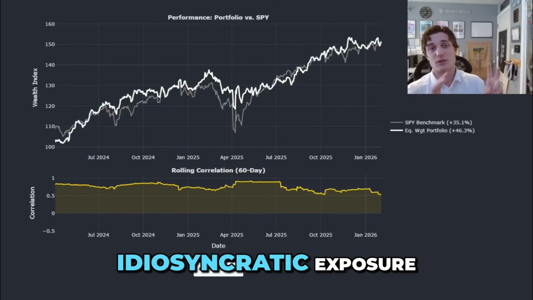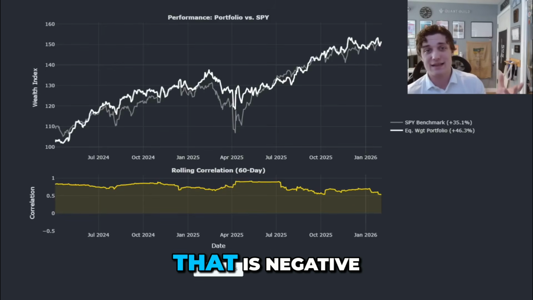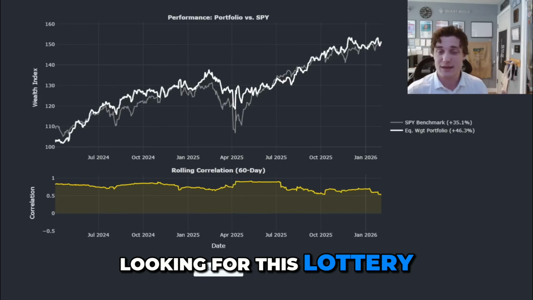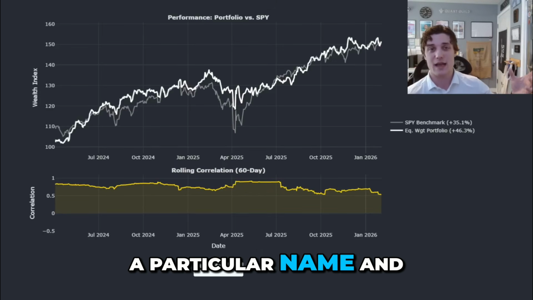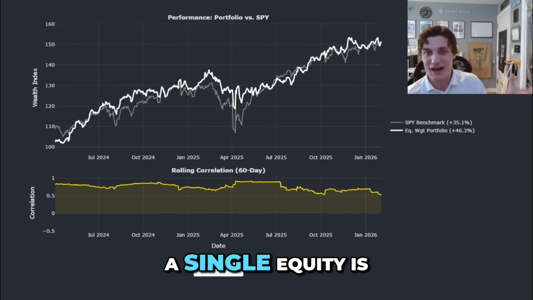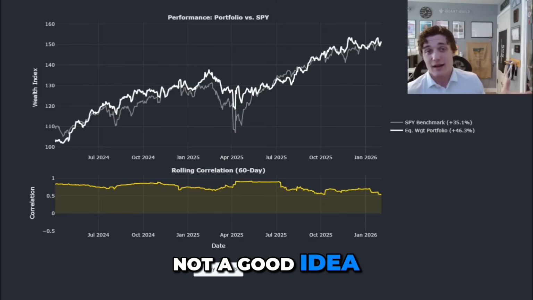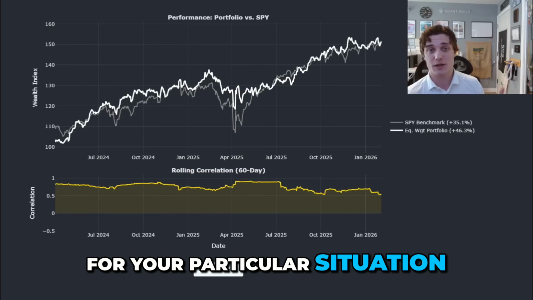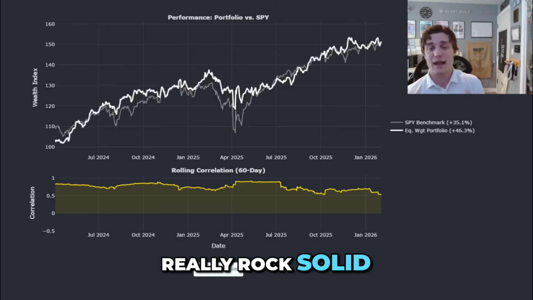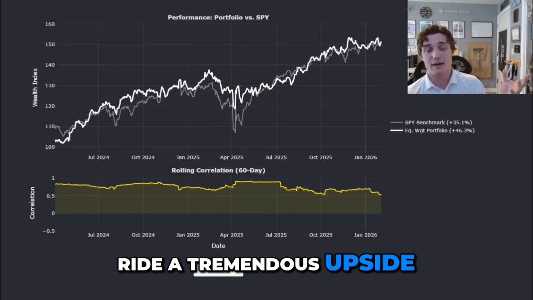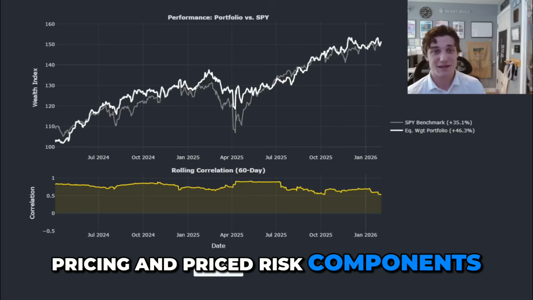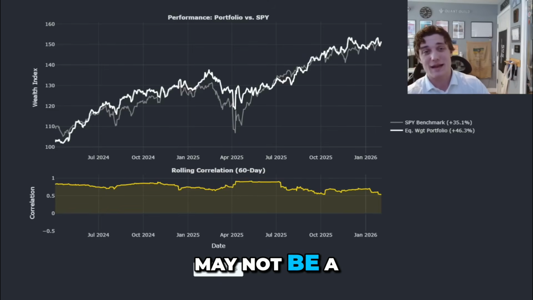Now, whether or not this is a good idea, we can look in the cross section at the idiosyncratic exposure. Typically, that is negative, meaning a lot of retailers are going out and they're just looking for this lottery ticket effect. They'll load up on a particular name and try to hit it big. But on average, it suggests that holding a single equity is not a good idea. Again, that doesn't say anything for your particular situation. You could get lucky. Maybe your fundamentals are really rock solid and you're going to ride a tremendous upside. But in terms of pricing and priced risk components, the theory says that may not be a tremendous idea.